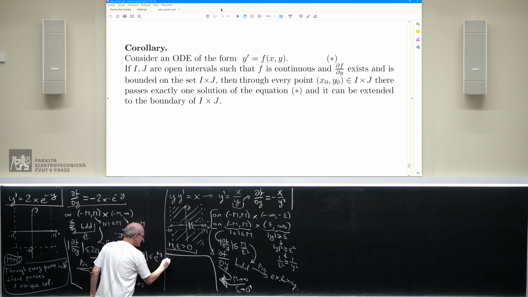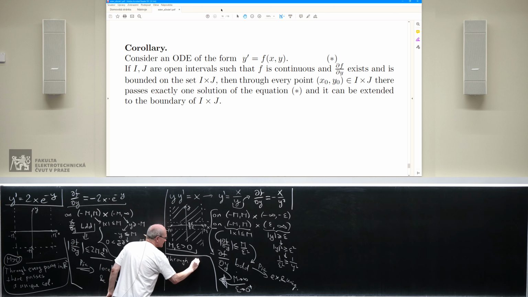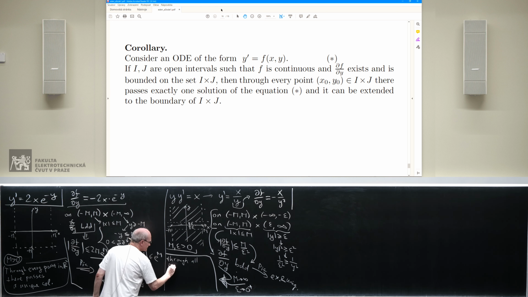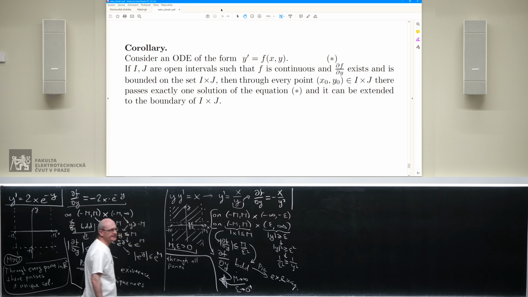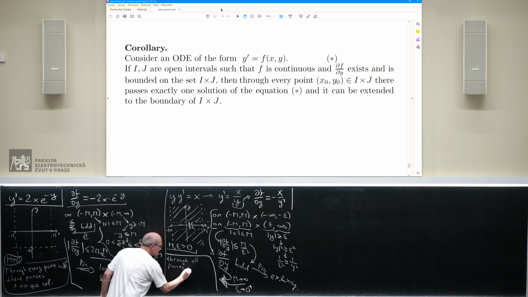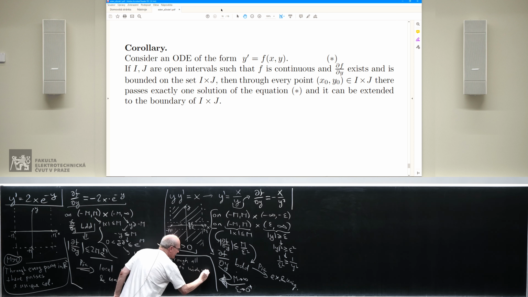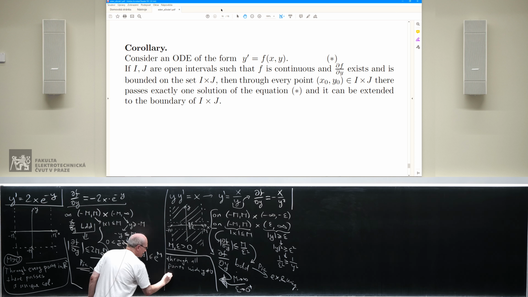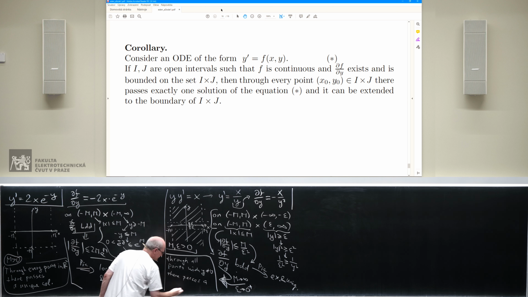So through all points, now how to write it? With y not equal to 0, there passes a unique solution.